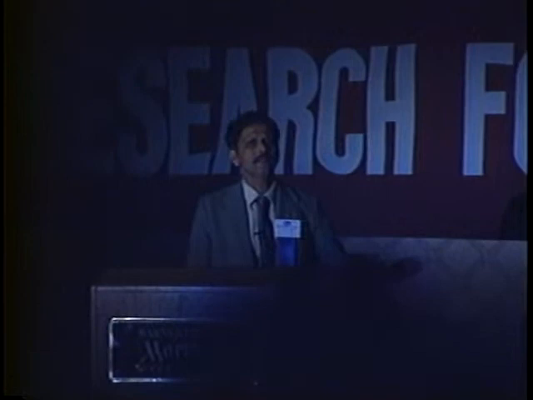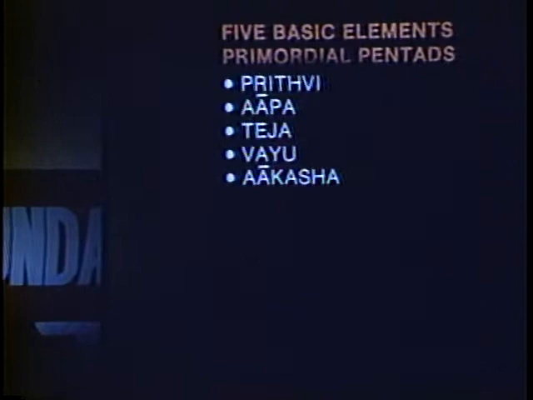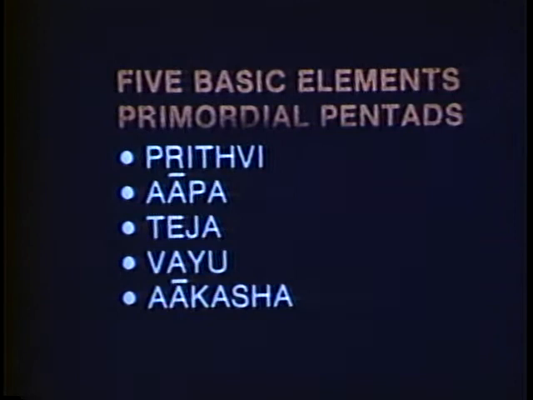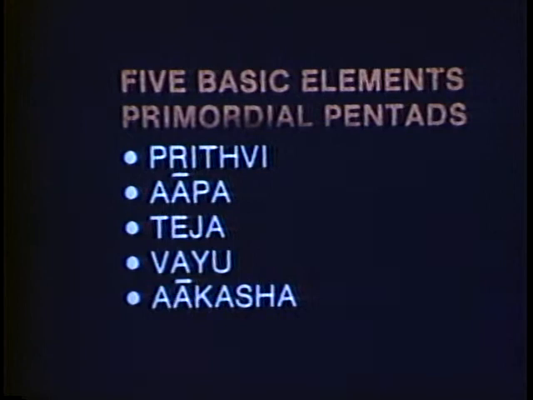Now let us come to some basic material things. The entire universe and the man is formed by five primordial pentads. These are prithvi or solid states, apa or fluidity, teja or light and temperature, vayu that is movement, and akasha that is space or ether. We all know that every individual has all these elements in minute amounts.